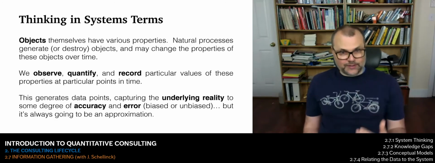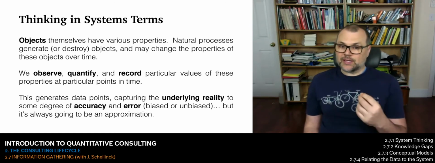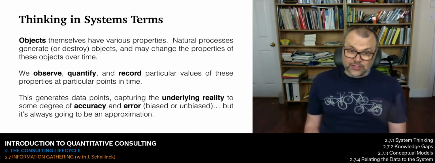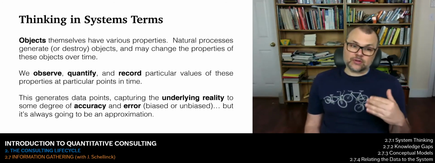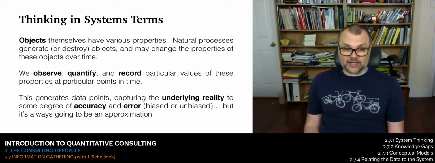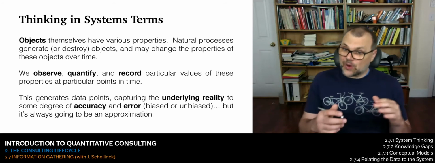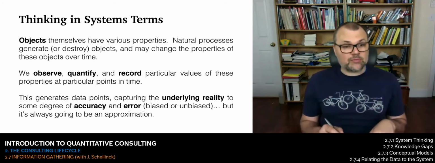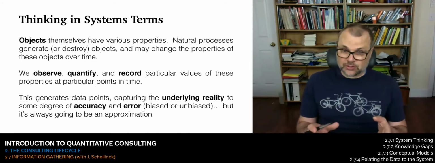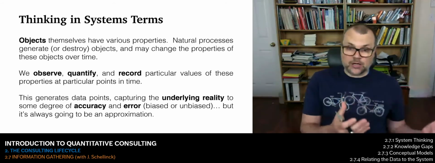So we generate a data set, which is meant to represent the underlying reality of interest, but it does so with a degree of accuracy and error. And the error may be biased or unbiased. Sounds great in theory, but in practice what it means is that whatever we end up working with is an approximation of the true phenomena we're trying to model.